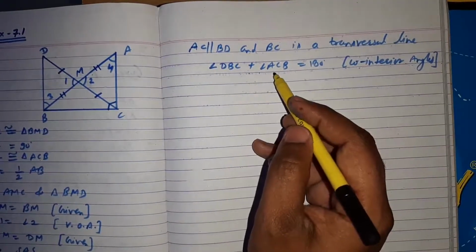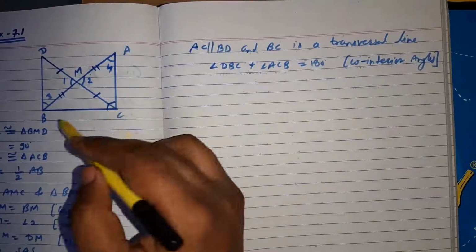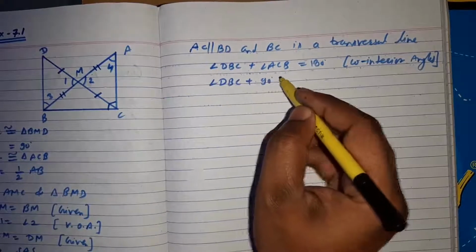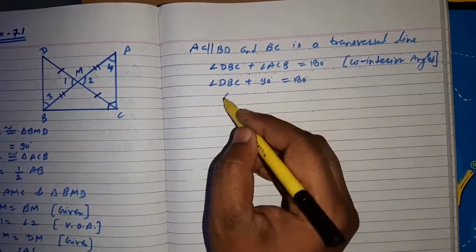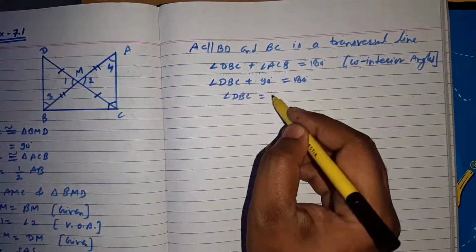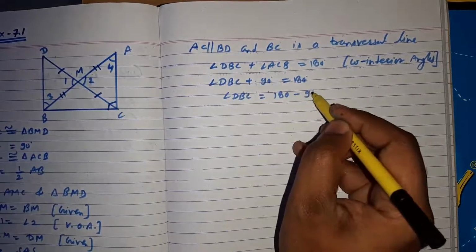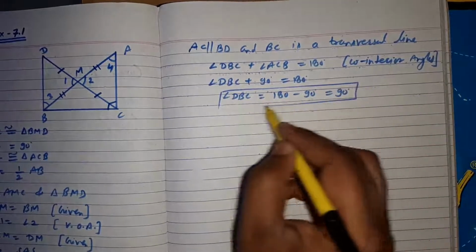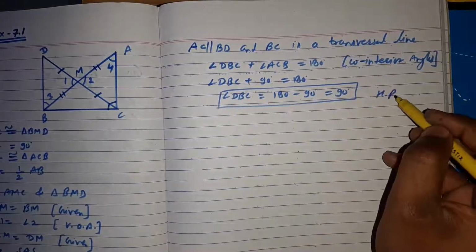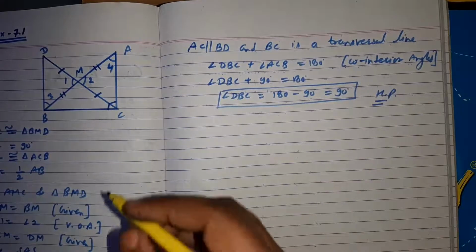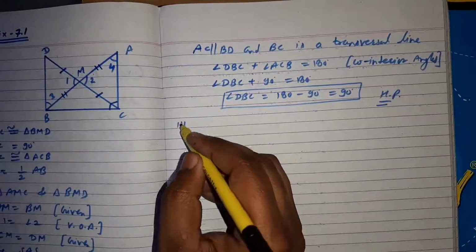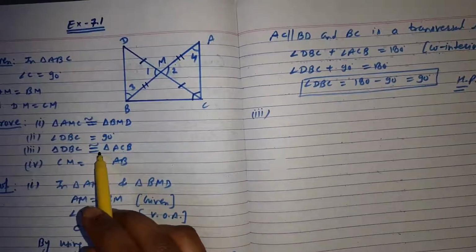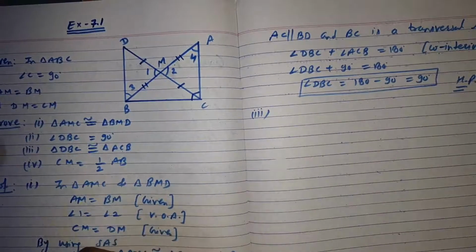Angle C is 90 degree, it means angle ACB is given 90 degree. So angle DBC will also be 180 minus 90, it will be 90 degree. Okay, hence proved. Okay, now the third part is triangle DBC is congruent to triangle ACB.